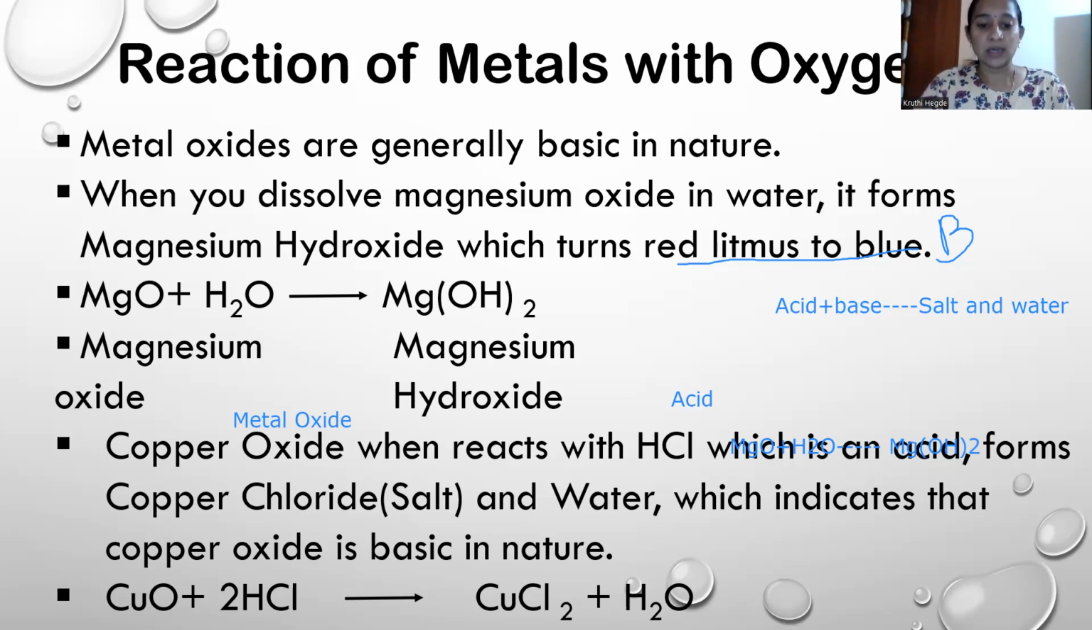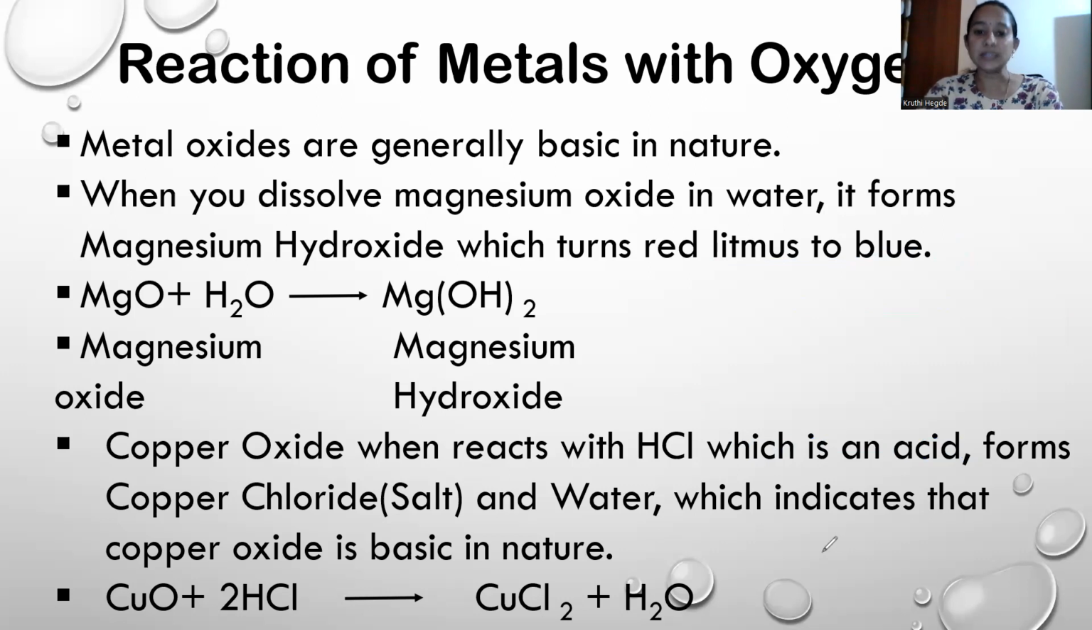CuO plus HCl gives CuCl2 plus H2O. Okay, so this is how we can understand the nature of metal oxide, and we can conclude that metal oxides are generally basic in nature. They produce basic oxides. Metals produce basic oxides. Let us move further.